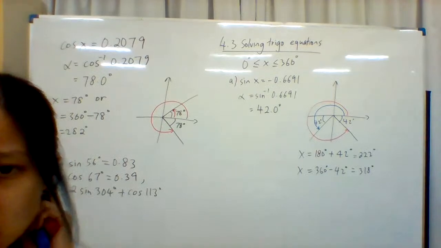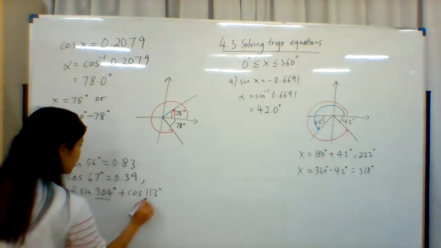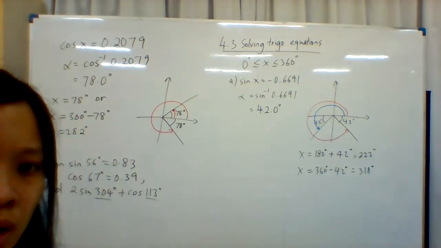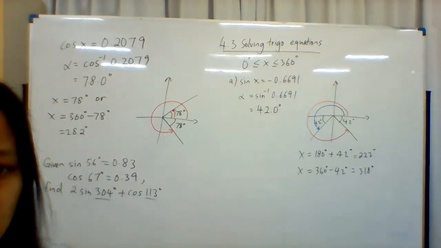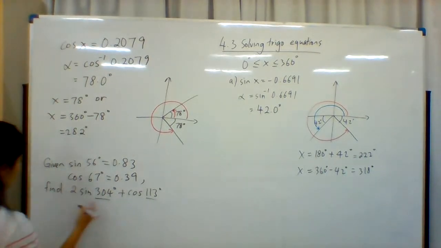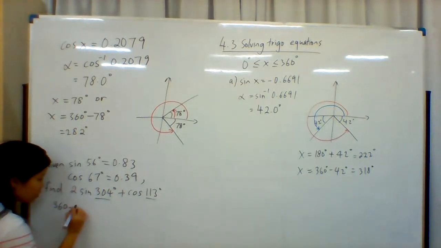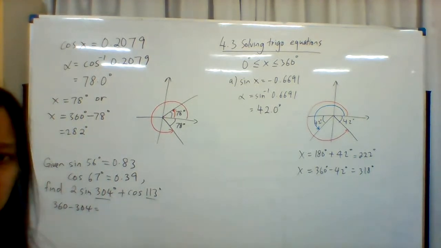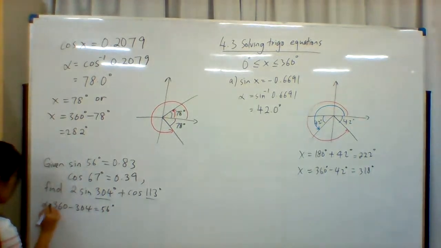Okay, the first thing you need to do is find your basic angle for both these angles, right? Because I told you if you're given the x or the theta, we need to find the basic angle so that we can solve it. So for your 304, it is in the fourth quadrant. So if you take 360 minus 304, you will get your basic angle, which is 56, right? This is your basic angle.